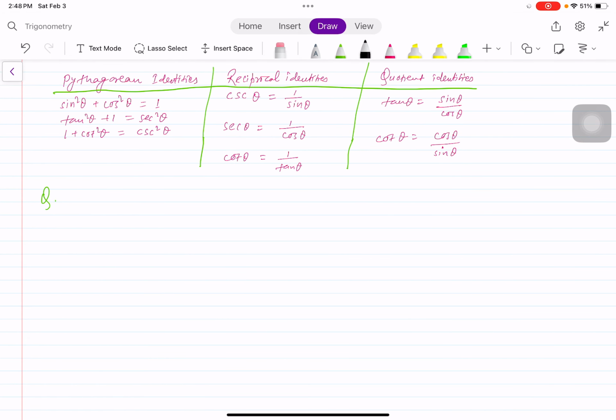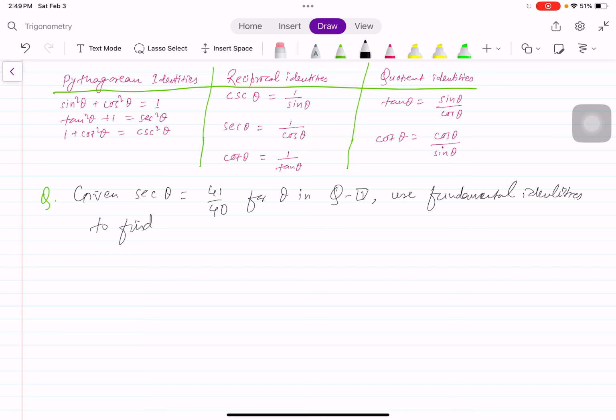given secant of theta is 41 over 40 for theta in quadrant 4, use fundamental identities to find tangent of theta and sine of theta. So, solution for this.